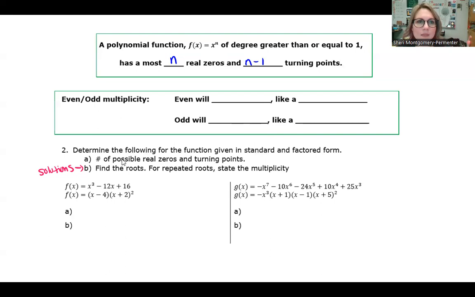Part A says determine the possible real zeros and the number of turning points. So we talked about last class that the number of possible real zeros is at most equal to the degree. So what is the degree of the first function? 3. That means that I can turn one less than that. So the turning points, how many is that? 2, one less than that.